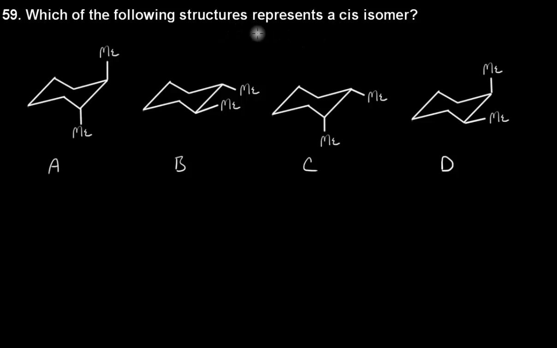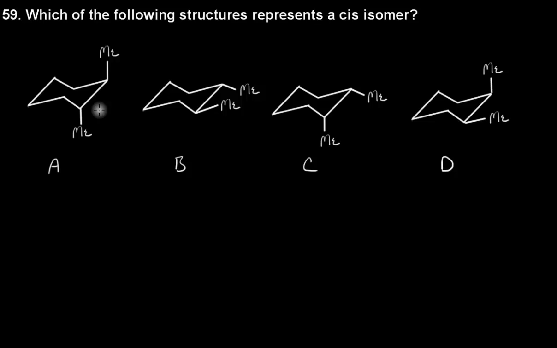Okay, question 59 from chapter 2. Which of the following structures represents a cis isomer? So this is actually a pretty easy question. The thing you have to remember is what you're actually trying to compare, and what you need to remember is that whether something is axial or whether something is equatorial is not really the big thing. That's not the mode of comparison.